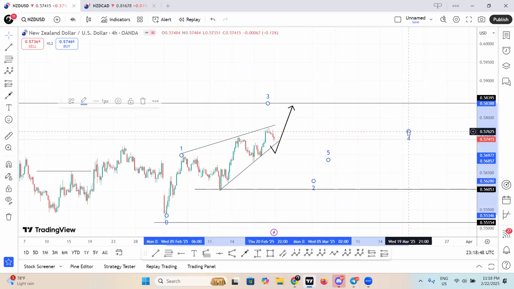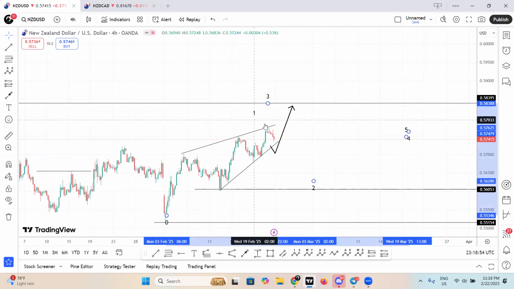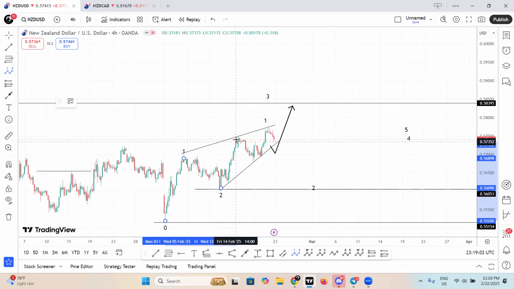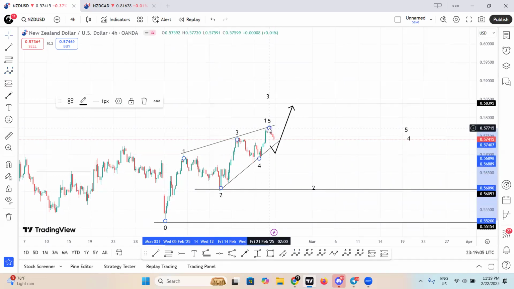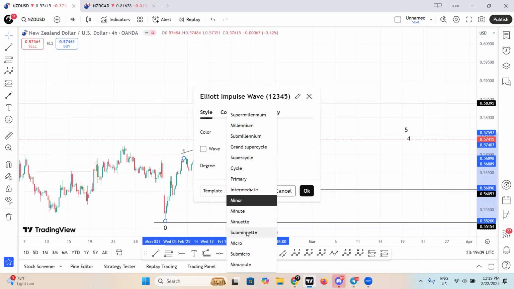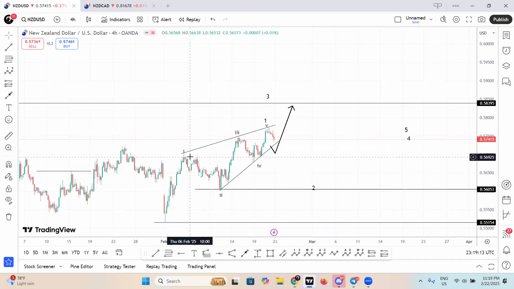So this hasn't completed yet. Let's change this to black. So this is wave 1. We have an internal wave of 1, 2, 3, 4, and 5, which is already complete. Then we have to change it from minor to sub-minute, which is sub-minute of the 5 wave count.